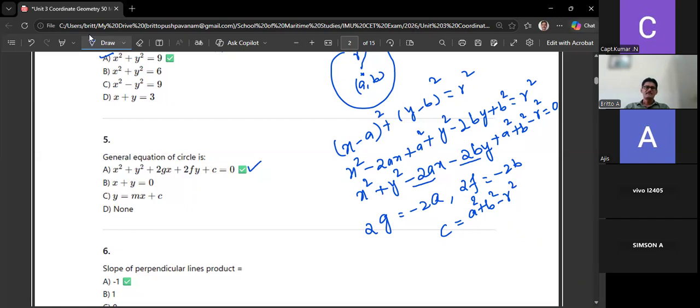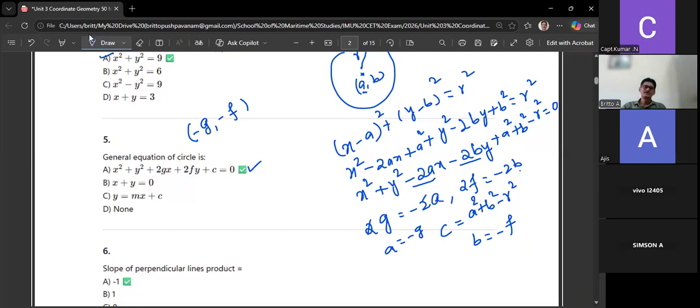But for the general equation, the center is (minus g, minus f). Look at that, you have 2g equal to minus 2a. From that you can cancel the 2 and the 2, and then you can find a. Usually the center is (a, b), so a equals minus g. Here you cancel the 2 and you find b, which is minus f. So the center is (a, b) only. The a value in terms of g is minus g, and the b value in terms of f is minus f.